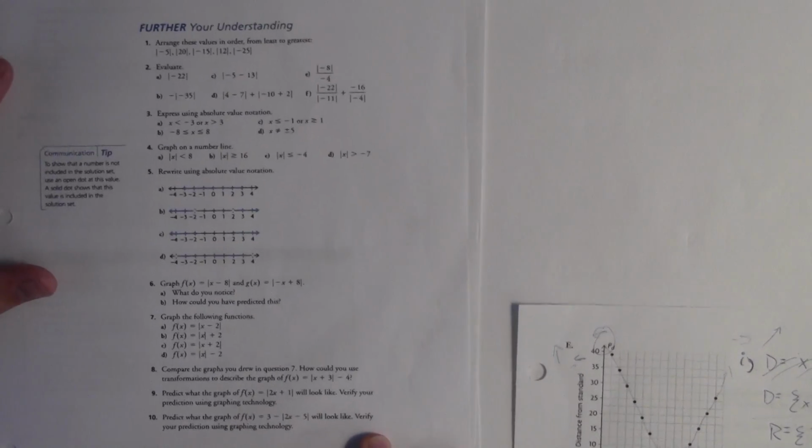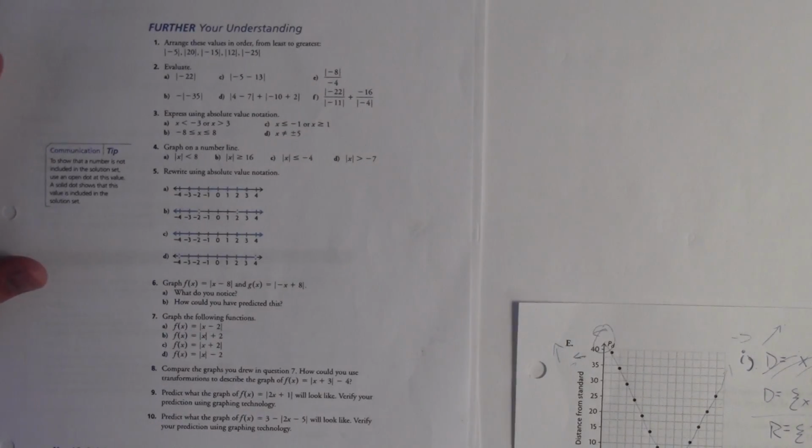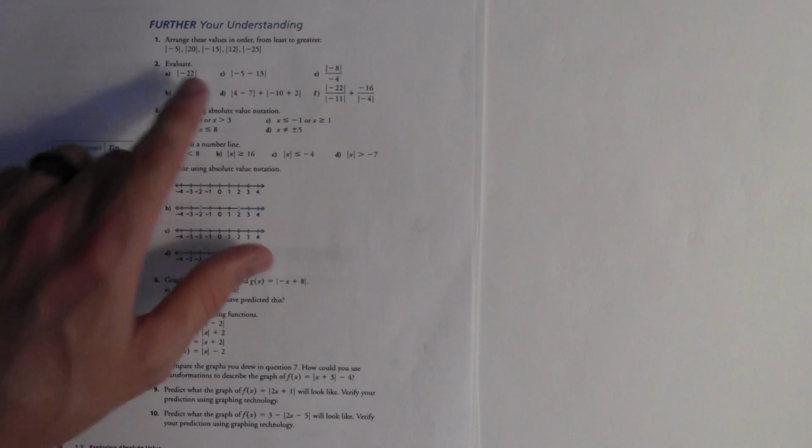All right, we're going to look at the homework questions now. I just want to get you guys started. The homework is 1 to 8. Okay, but it's quite a bit different from the lesson, and I'm going to show you. Okay, first one, arrange these values in order from least to greatest. Very, very simple. Nicholas, how would you do this one? Just do it in your head.